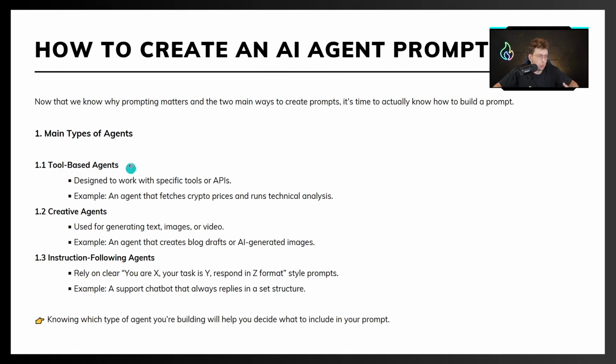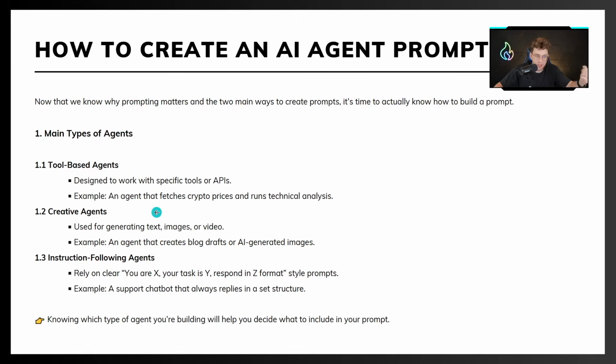So the first one is the tool-based agent that is designed to work with specific tools or APIs. For example, an agent that fetches crypto prices and runs technical analysis. We've created a technical analysis AI agent in this course, but this is the agent that operates the extensions and then does the operations that you tell it to, okay? For example, you've got the agent that schedules meetings inside your calendar, or even sends emails, saves the data inside Google Sheets. So that's the main point. Actually, this agent is based on the tools.